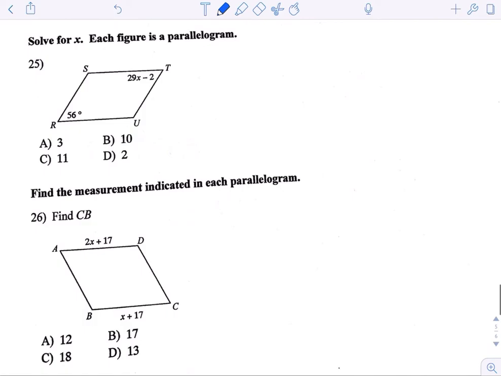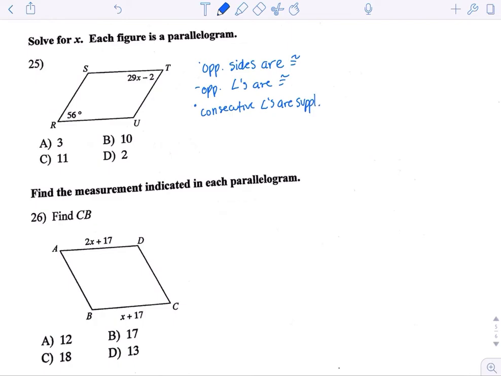Alright, for 25, you guys, there are many things about parallelograms that are unique, and one of them is opposite sides are congruent. Opposite angles are congruent, and consecutive angles are supplementary.